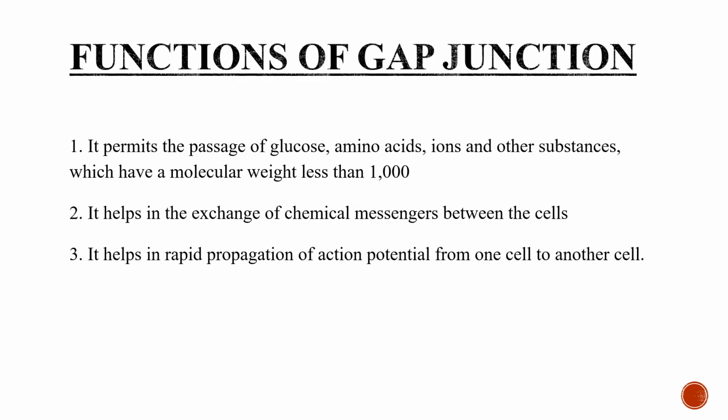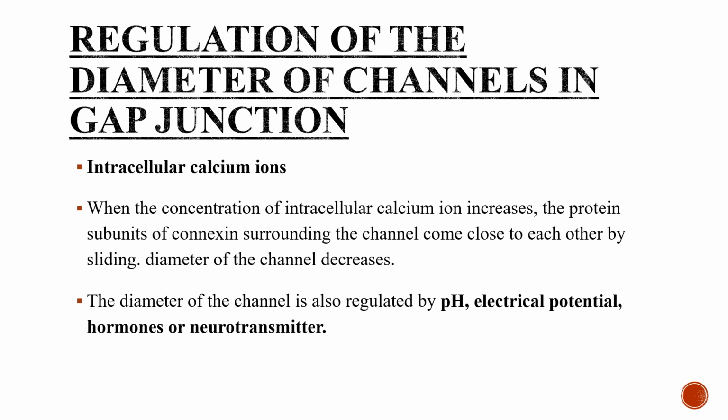So what is the function of gap junction? It is going to permit the molecules like glucose, amino acids and ions and other substances, but they should have a molecular weight less than 1000. So glucose, amino acids, ions and the other molecules which have molecular weight less than 1000 can easily pass through this gap junction, and it helps in the exchange of chemical messengers between the cells. I told you it helps in the rapid propagation of action potential from one cell to the other cell. That is why these gap junctions are present, especially in the cardiac muscle, which helps the cardiac muscle to contract as a single unit.